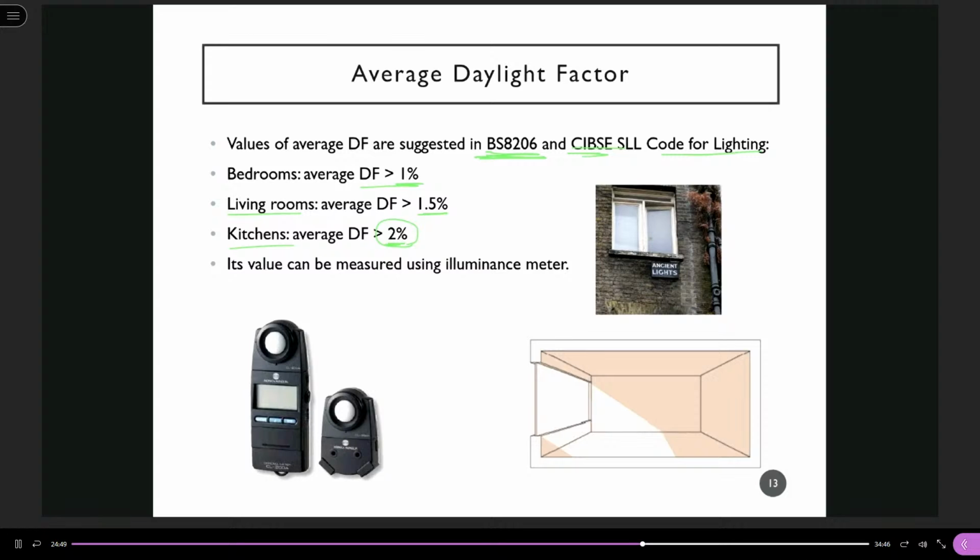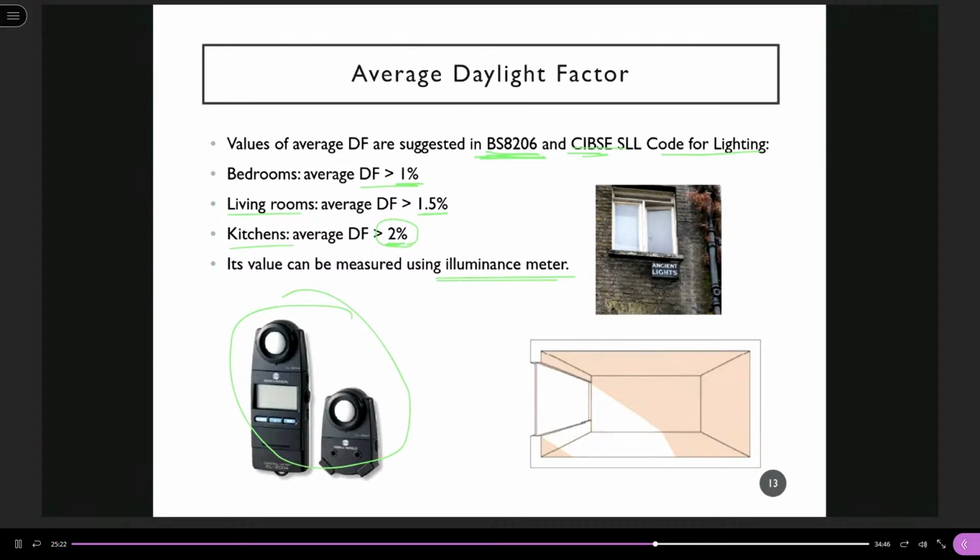So this equipment is called an Illuminance Meter. This is equipment to measure light level, or illuminance. We have this equipment in the laboratory. So later when we resume face-to-face teaching, if you're interested, you can go to the lab and borrow the Illuminance Meter to have a try.